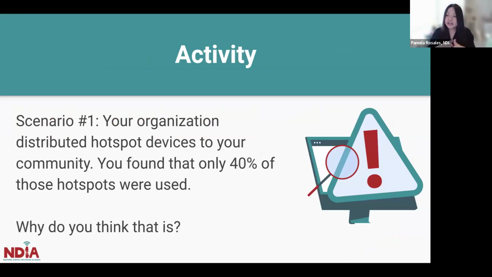So scenario number one: your organization distributed hotspot devices to your community, and you found that only 40% of those devices were used. Why do you think that is? So go ahead and share some answers. You could put that in the Padlet or in the chat, and while you do that, I'm going to pause my screen and get to the Padlet activity so we can all see what answers you're all coming up with.